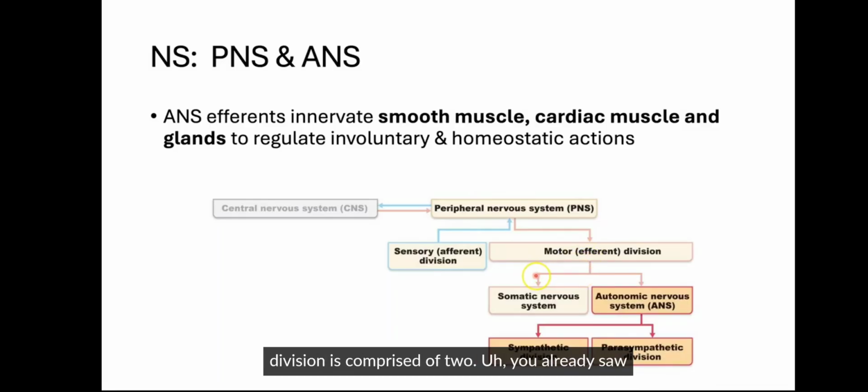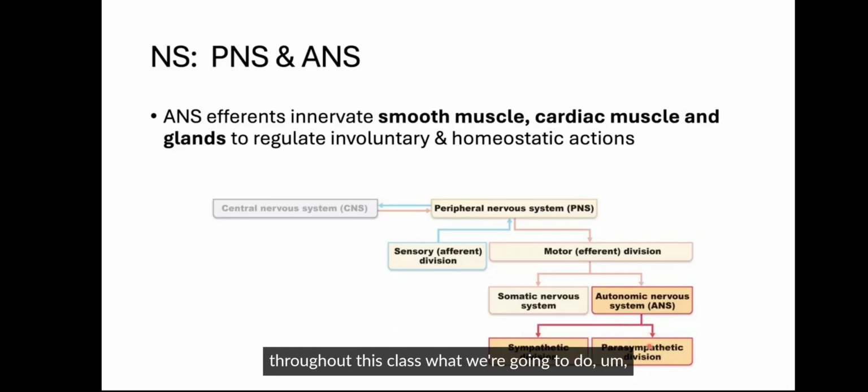So the motor division is comprised of two. You already saw the somatic nervous system. We already went over this quite a bit when we did skeletal muscle. We did it when we did reflexes, right? So a lot of these divisions effects we have seen, almost all of them. We're going to now focus, as is highlighted in orange, on the autonomic nervous system. The word autonomic means automatic, right? We don't have really any conscious control over autonomic nervous system, right? And that is divided into two main divisions. You've got the sympathetic division and you've got the parasympathetic division.